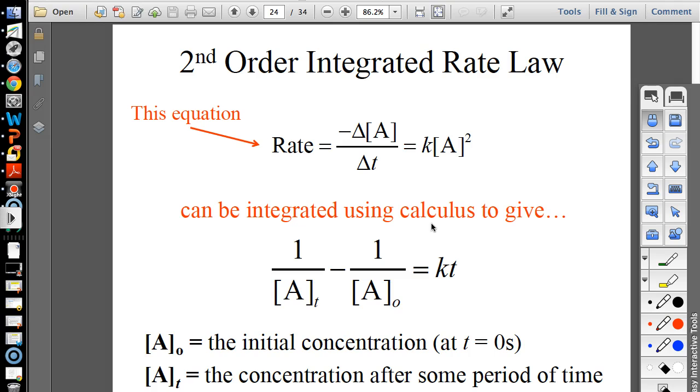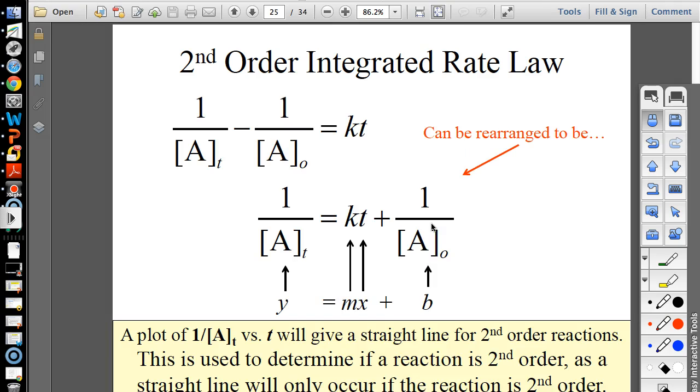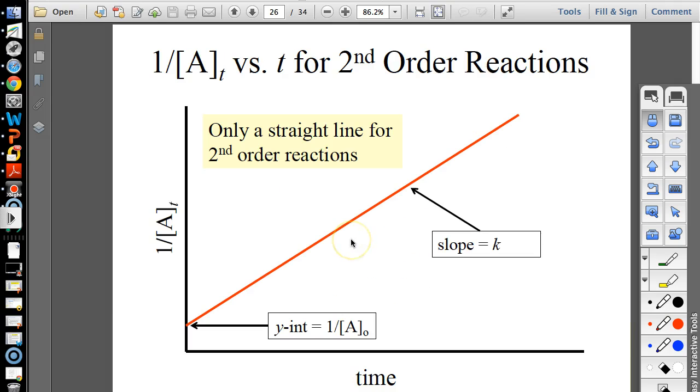Everything's fine, and just ignore those red letters. And so, yeah, we can rearrange it. When we rearrange it, y equals mx plus b, it makes a straight line. That's not a newsflash to you because I already showed you that it makes a straight line. So if you have a reaction and 1 over the concentration gives you a straight line, then it's second order.